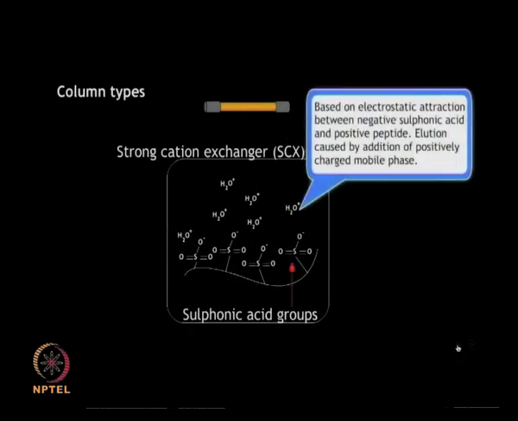There are various stationary phase matrices available that separate the components of the mixture based on different principles. One of the most commonly used matrices is the strong cation exchanger, or SCX, which separates charged peptides based on their electrostatic interactions with negatively charged sulfonic acid groups on the resin surface. Now, elution can be caused by the addition of a positively charged mobile phase.